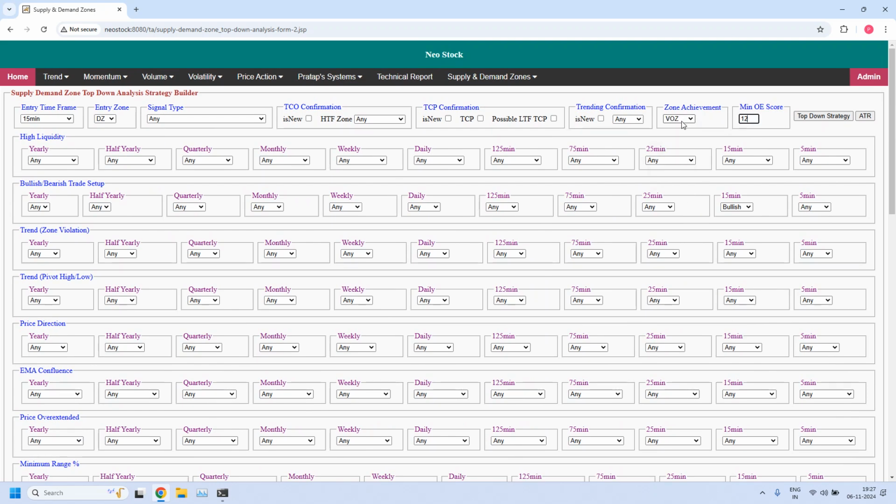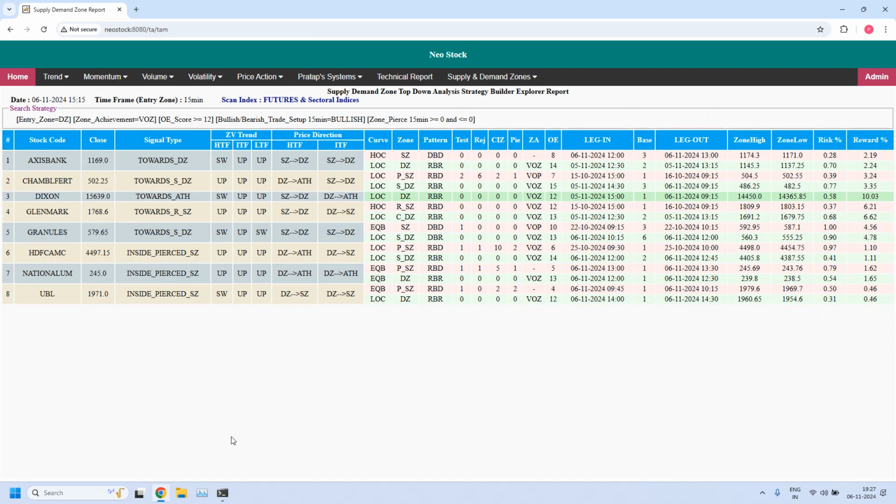enhancer score 12. All three filters are applied to 15 minutes demand zone, and we got 8 stocks. And all these 8 stocks are supporting bullish trade setup for daily income trade. That is, entry time frame entry zones are 15 minutes demand zones. Among these 8 15 minutes demand zones, there could be high probability supported stocks might be available.